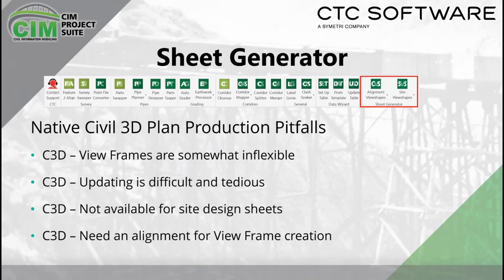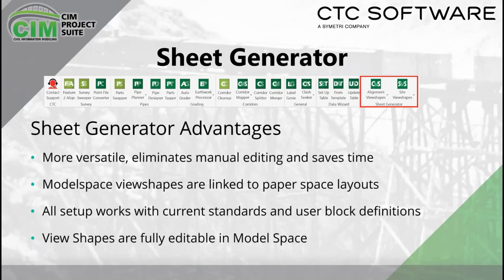Sheet Generator does plan production today in Civil 3D natively. We do it with our view frames, which are somewhat inflexible. Updating is difficult and tedious, and it's not available at all for doing site designs, in that you need an alignment to create your view frame groups. Sheet Generator is more versatile in that way. It eliminates manual editing and will end up saving you time.